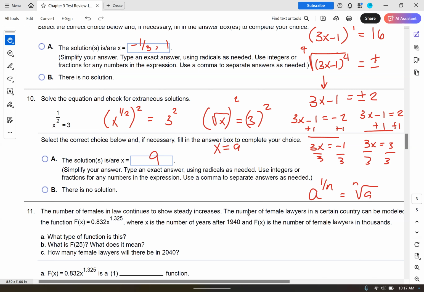Now this is the square root, so it's not going to be the same. I'm going to raise both sides to the 2nd power, and I won't get that to happen. Good question.